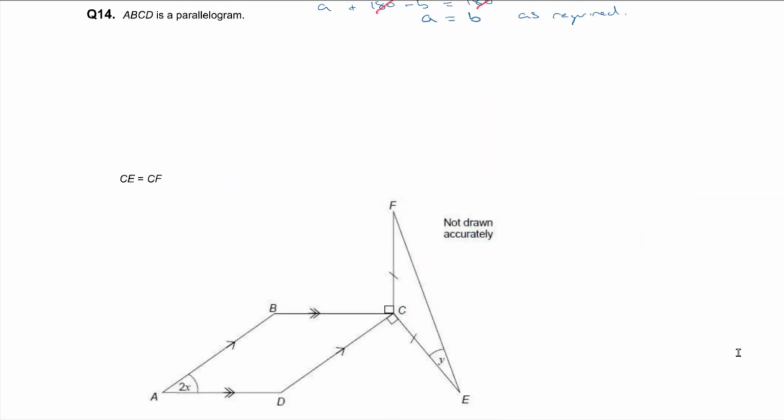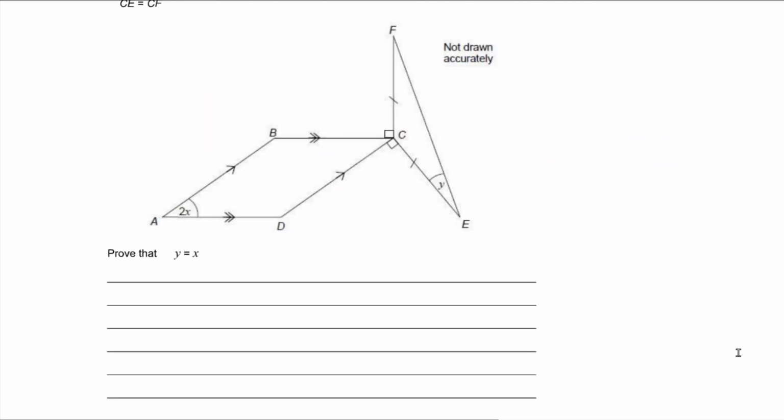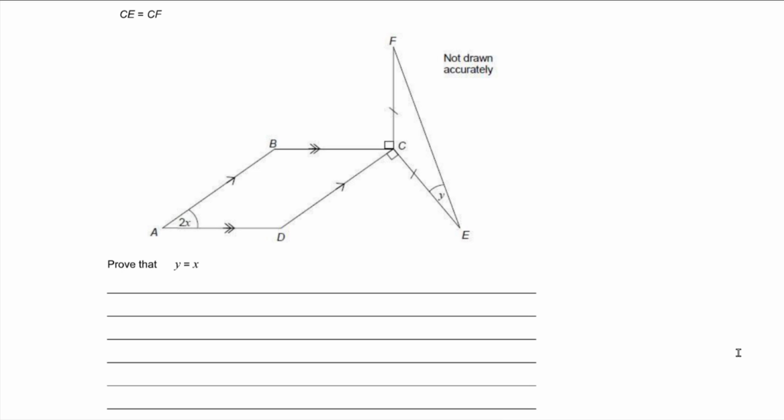Question 14, ABCD is a parallelogram. Don't know why it's all the way up there. And we're told that CE is equal to CF. Prove that y is equal to x. Well, I know that opposite angles in a parallelogram are equal. So that one there must be 2x as well. And I've got 90 and 90 there, so I should be able to work out that angle at C then, shouldn't I?